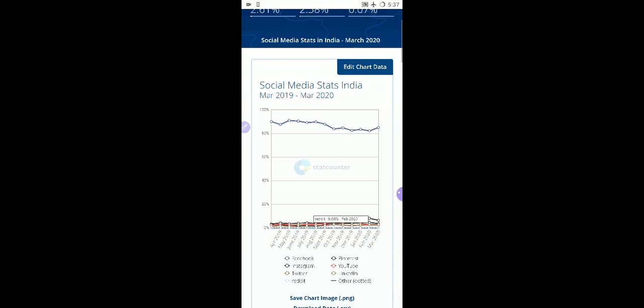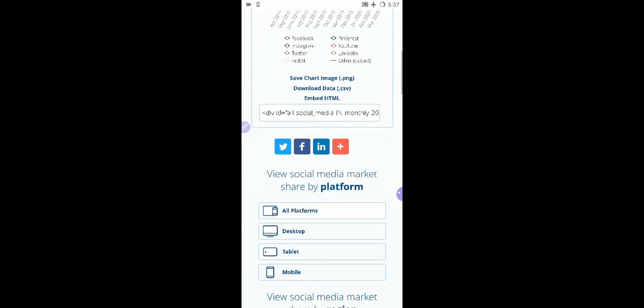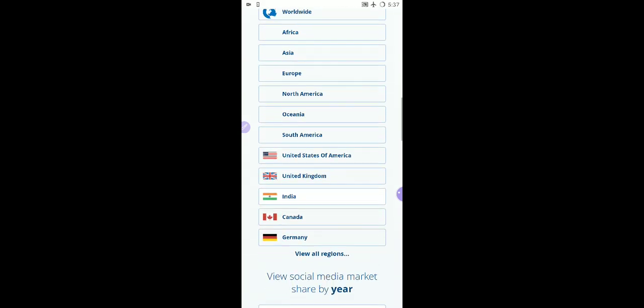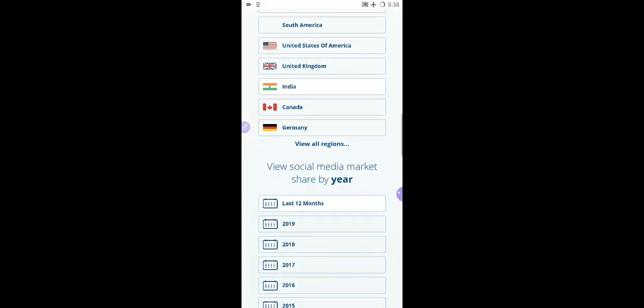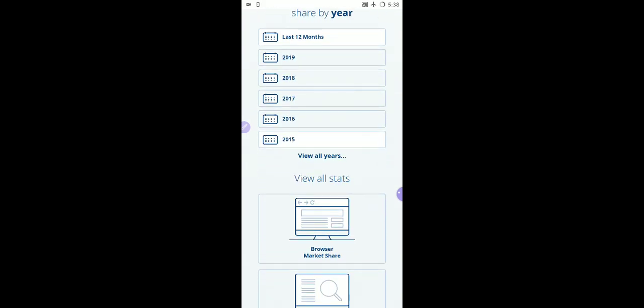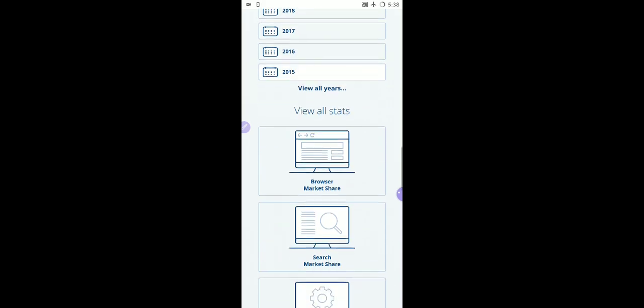If we see the further stats, you can also change your perspective based upon various platforms and device mediums: all platforms, desktop, only tablet, only mobile. It will show you the result for that. You can select any region you want. Also, you have the option for multiple years if you want.